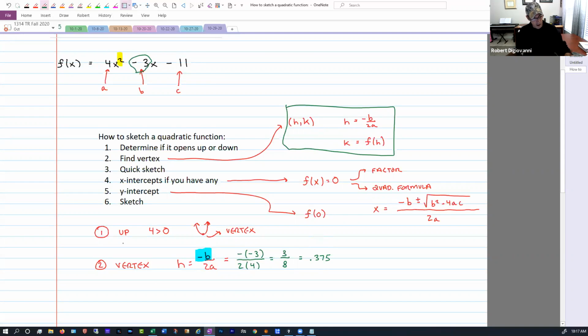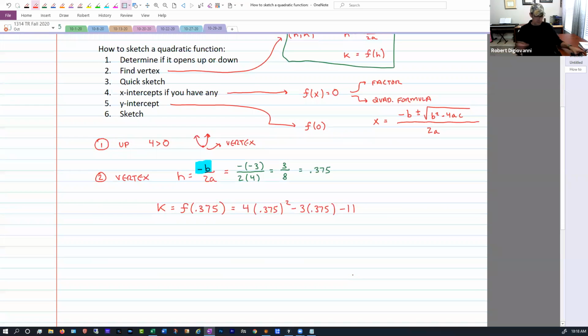Now, to get k, we have to take that h that we just found, 0.375, and plug it into the function. That's what this formula is saying. Figure out what h is, and then to figure out k, you plug that h into the function. So that means I need to take this 4, replace all the x's with 0.375. And we have to get on our calculator and do this.